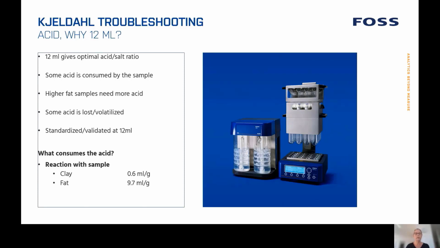We use 12 milliliter of the acid, and that is optimized to 12 milliliter. Some of the acid is consumed by the sample, and some acid is lost during the digestion step. If we have a sample with a high fat content, that means it consumes more acid. So maybe you need to increase the volume to 15 milliliter for this type of sample.